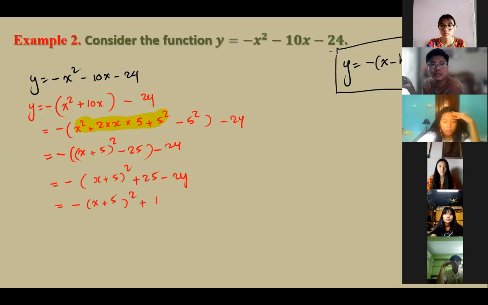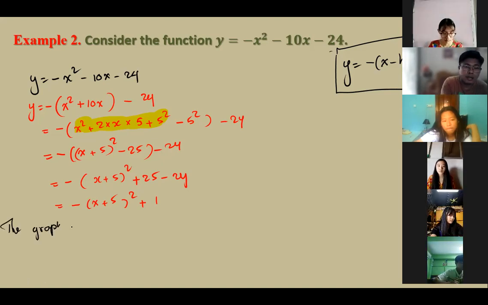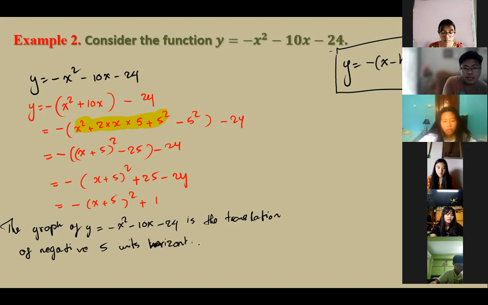So the translation is horizontally negative 5 units and vertically positive 1 unit. The graph of y equal to minus a squared minus 10a minus 24 is a translation of negative 5 units horizontally and positive 1 unit vertically.